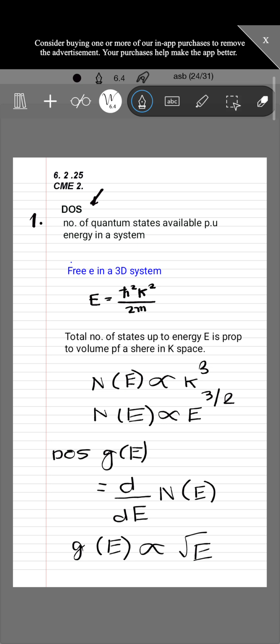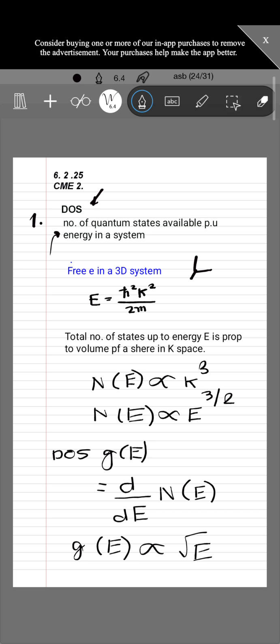The density of states can be defined as the number of quantum states available per unit energy in a system. Now, if we take the very basic system of x, y, and z dimensions, we would like to find the density of states of the free electrons in that system.